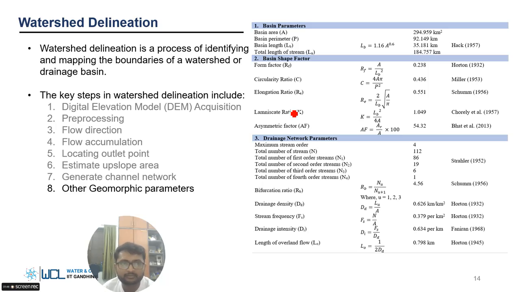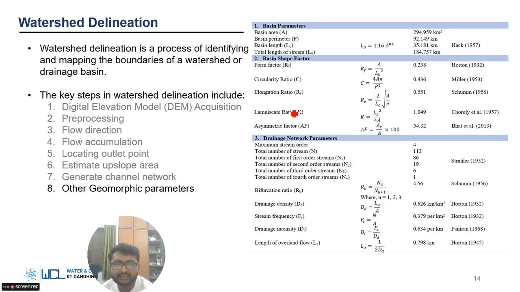The more stream length there is, the denser it is. Then there are basin shape factors, which are the form factor, circularity, elongation, lemniscate ratio, and asymmetric factor. So those can be calculated. There are also second order derivatives of basin parameters.